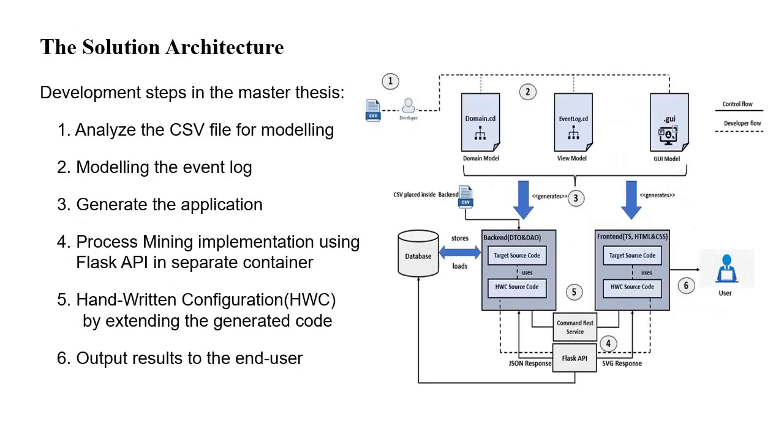In the solution architecture, the development steps involved in this thesis are: firstly, the CSV file is analyzed for modeling. The event log is modeled into domain model and view model, and the application is generated using the MontiGem generator framework. The process mining implementation is separately included in the Flask API. The responses from the Flask API are handled in the backend and the frontend by extending the generated code, and the results are shown to the end user.